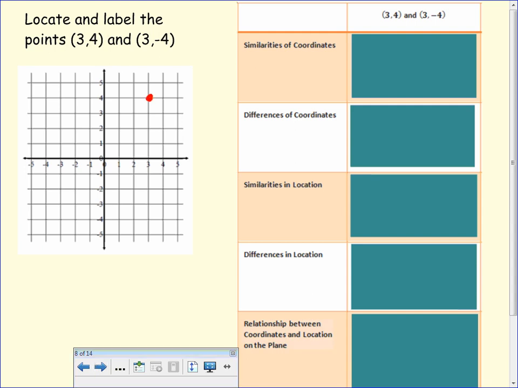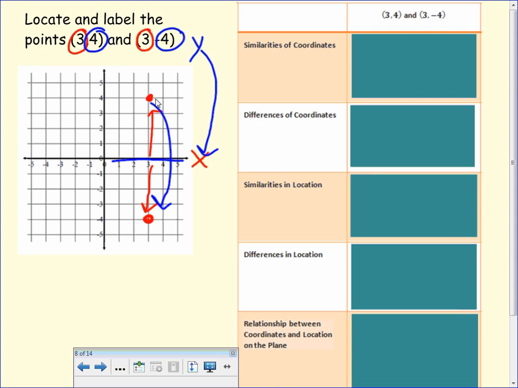Negative 3, positive 4, positive 3, negative 4. Which are the same? The x's are the same. So it's reflected over the, which are opposite, the 4 and the negative 4. The y's are opposite, so it's a reflection over the x-axis. It's almost like if this was a mirror. It's reflected over the mirror, and you see it on the opposite side. The mirror could either be the x-axis or the y-axis.